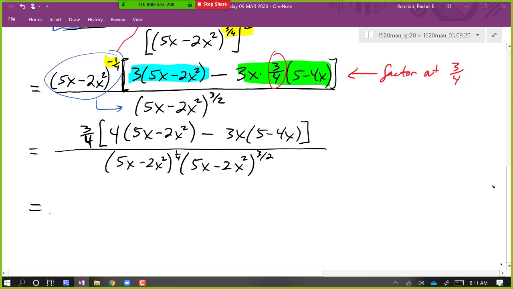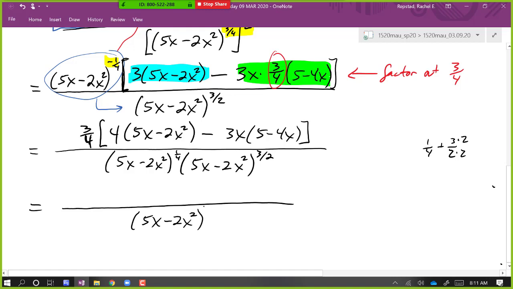Now we'll distribute. We'll expand those products in the top and combine like terms. I'll add those exponents in the bottom to simplify that. And then, let's see, what does that give us? 1/4 plus 3/2 is 1/4 plus 6/4, which is 7/4. So I've got 5x minus 2x squared to the 7/4 power.